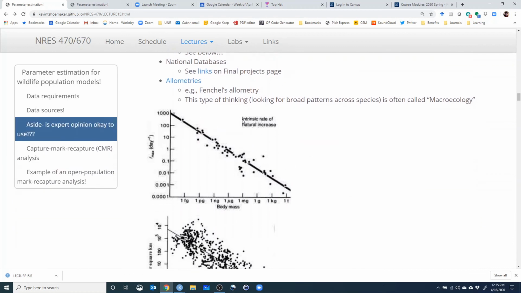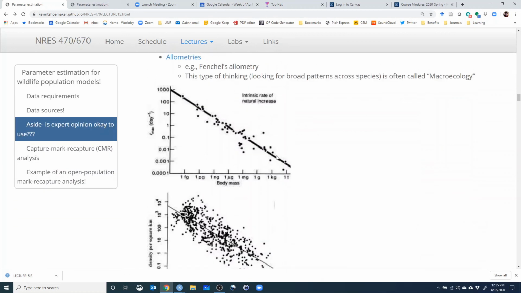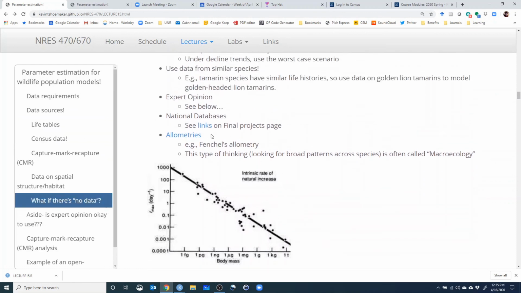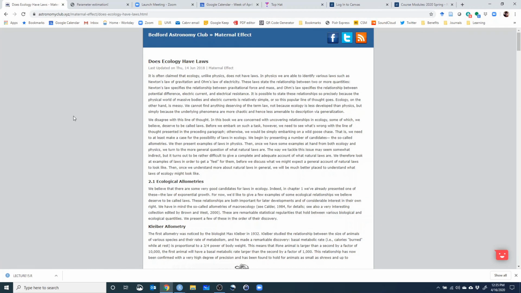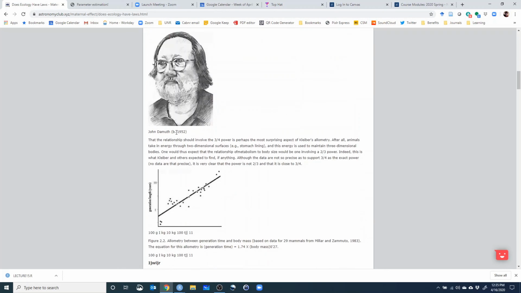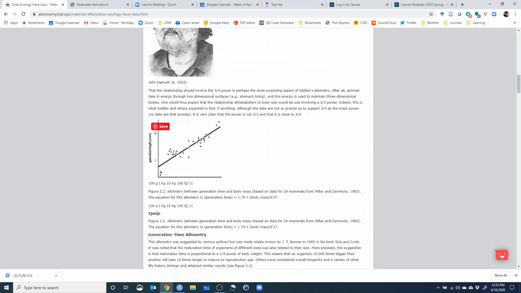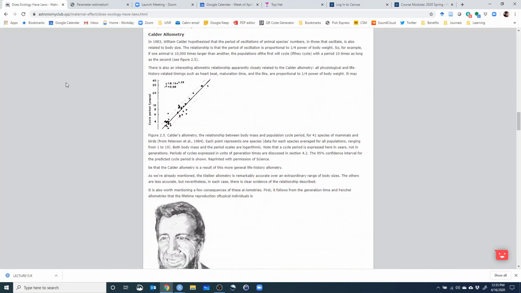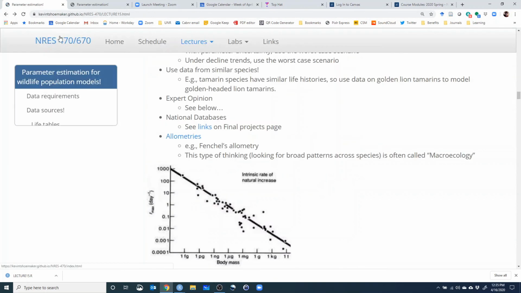You can read more about allometries if you'd like. I think I put a link somewhere. There you go. If you want to read more, this is an article called Does Ecology Have Laws? It's an interesting article and talks about all these different types of allometries, and you can see the brilliant people who came up with some of these allometric relationships.